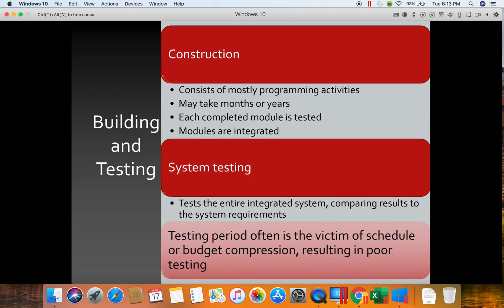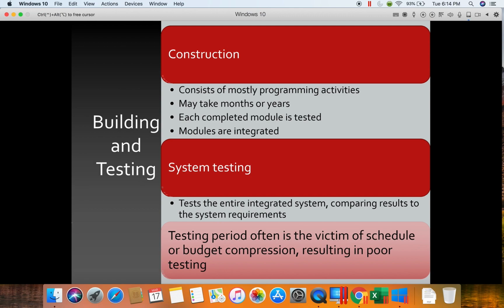Sometimes these programs already exist and we're just making some modifications or changes to them. The effort, depending on how many changes you have to make and what already exists, could take months or even years. When a specific module is completed, that module would then be tested. So testing is performed as simulations or walkthroughs that would allow us to see if that particular piece of the system works by itself.